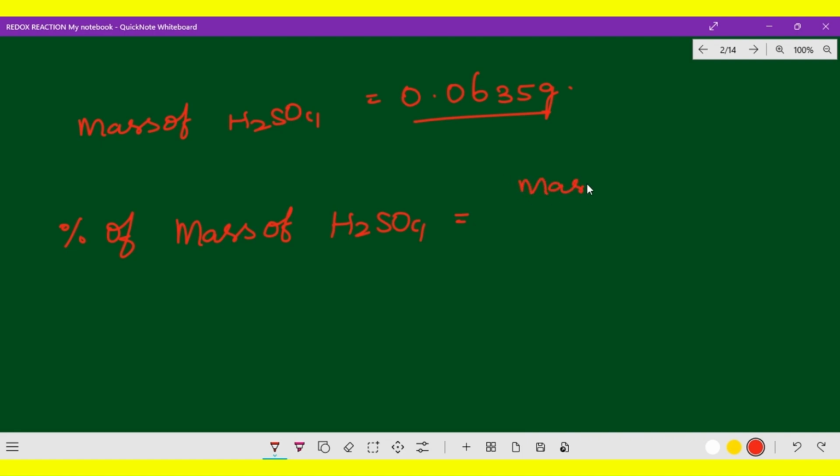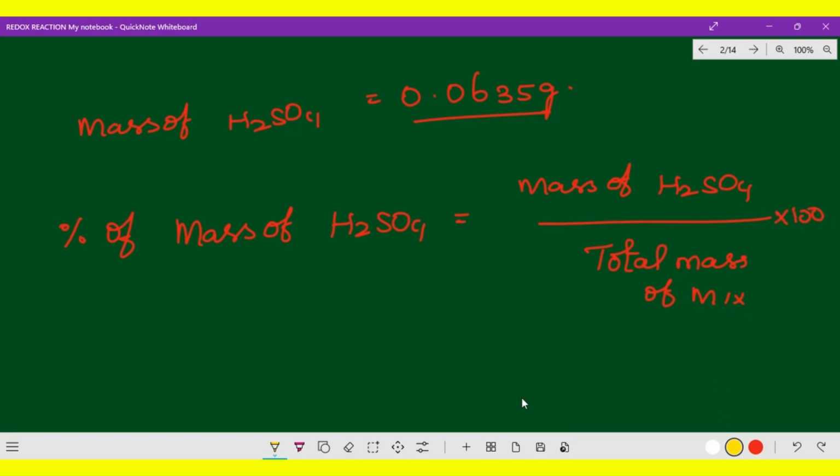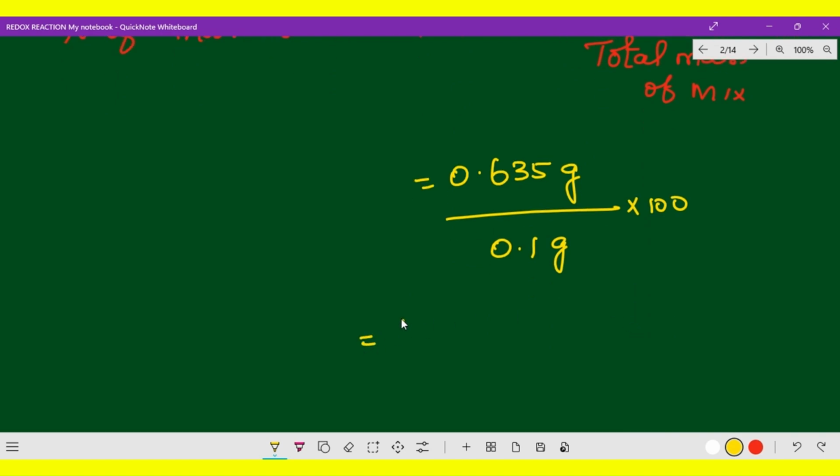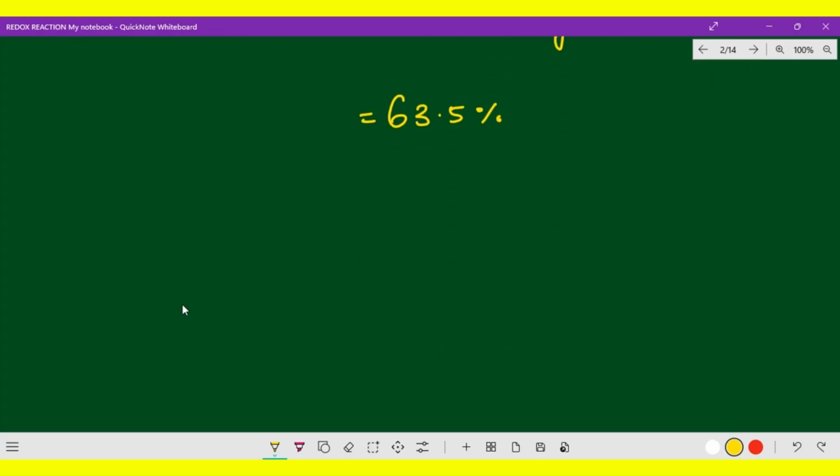Okay, now this is the mass of H2SO4 divided by the total mass of the compound, that is the mixture of HCl and H2SO4, into 100. So now what is the answer you'll be giving? 0.0635 gram divided by 0.1 gram into 100. So how much will you receive? You'll receive 63.5%. So this is the mass percentage of H2SO4 in that mixture.